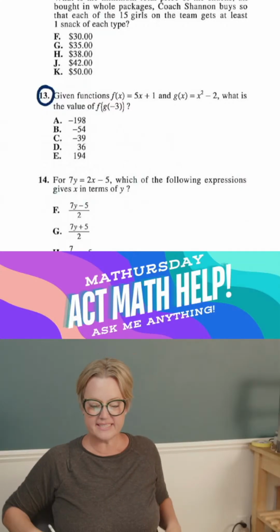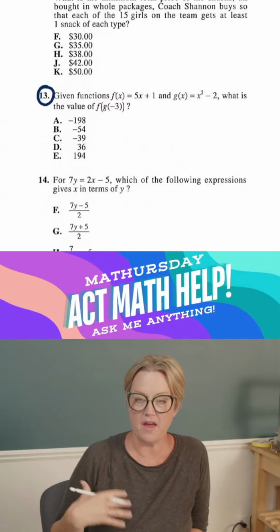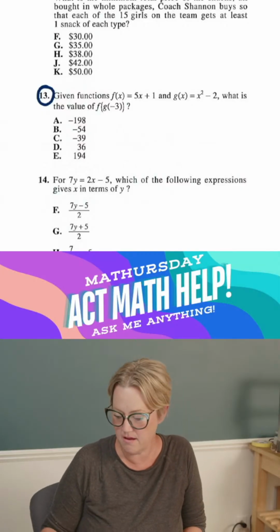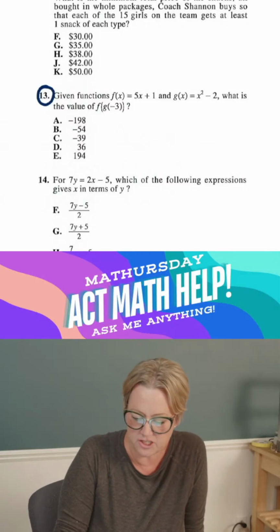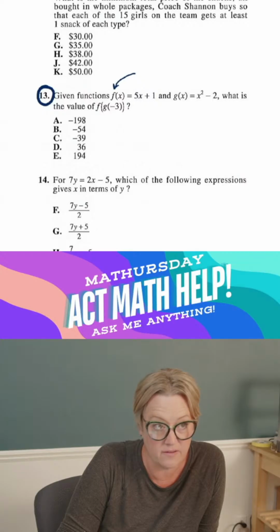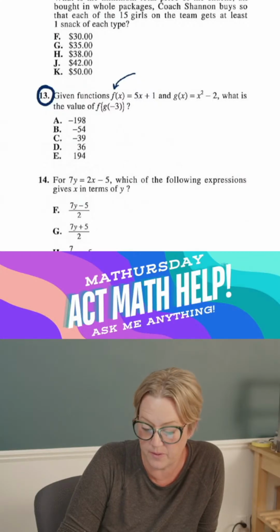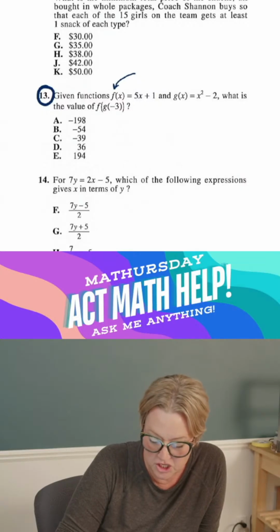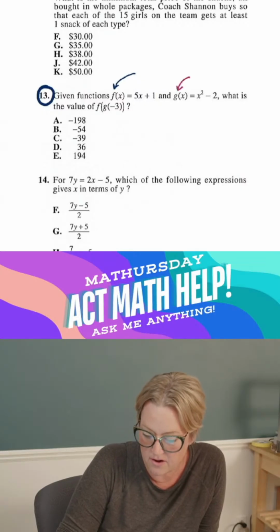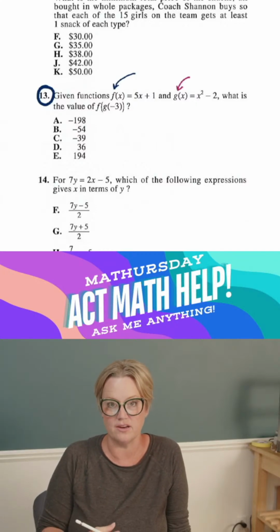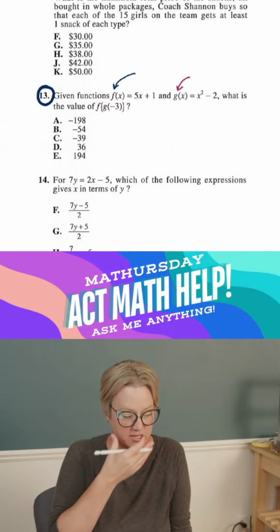All right, let's get into it. So we've got these two functions, function f and function g. This is function notation. Function f: you take the x value, or whatever's in the parentheses, and you plug it in, multiply it by 5, and then add 1. For function g, you take whatever's in the parentheses, square it, and then subtract 2. So that's what this function notation is.